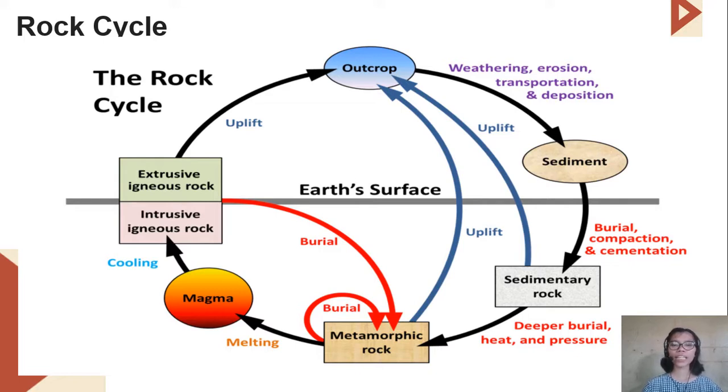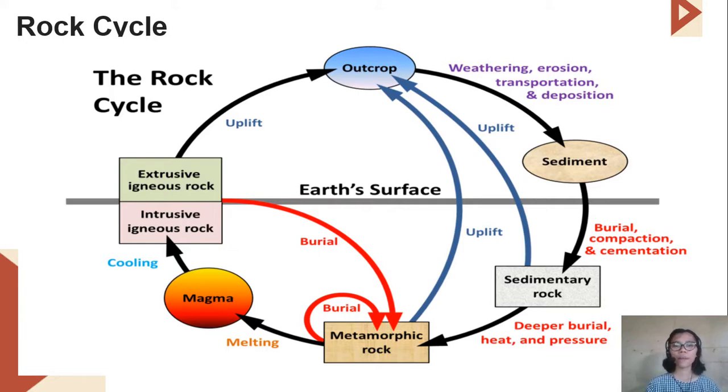Okay, so the rock cycle takes place both above and below the Earth's surface. The rock deepest beneath the Earth's surface and under extreme heat and pressure is what we call metamorphic rock. This metamorphic rock can be melted and become magma. So when magma cools below the Earth's surface, it becomes intrusive igneous rock. If magma cools above the Earth's surface, it is extrusive igneous rock and becomes part of the outcrop.